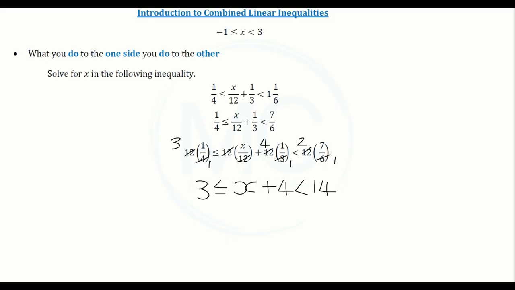Now all we have to do to get x by itself is move the plus 4 over here. So we're going to minus 4 over here, and minus 4 on this side. 3 minus 4 is negative 1, smaller than or equal to x, which is smaller than 14 minus 4, which is 10.